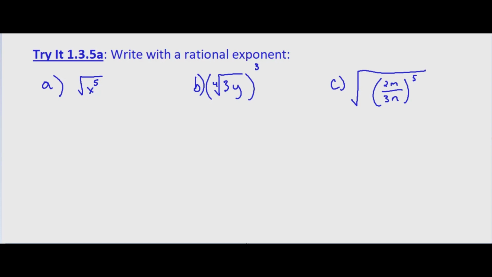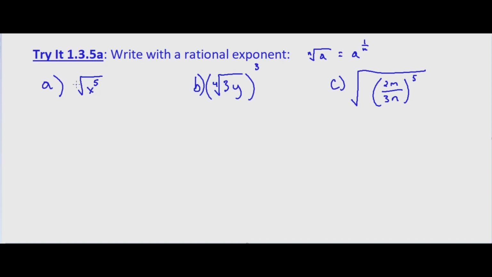Continuing with the concept of this lesson, we're given radical expressions and we're asked to once again write them with a rational exponent. The difference is that the expressions are becoming a little more complicated. The process is exactly the same, however, we're using the fact that the nth root of a equals a to the 1 over n.